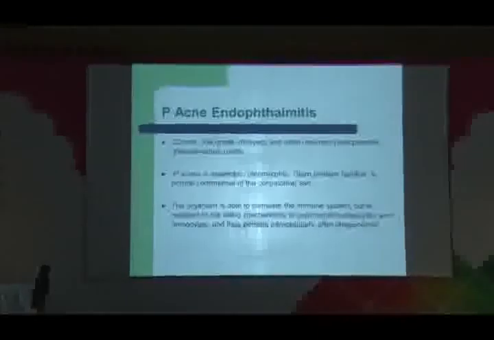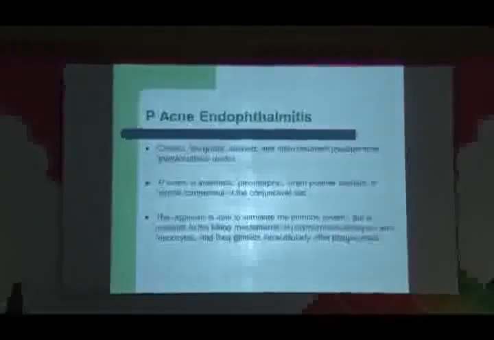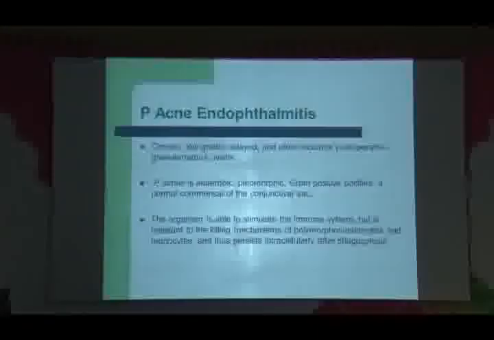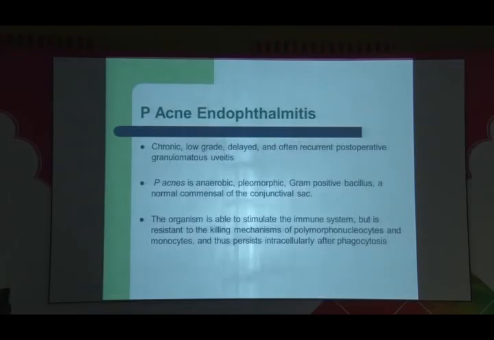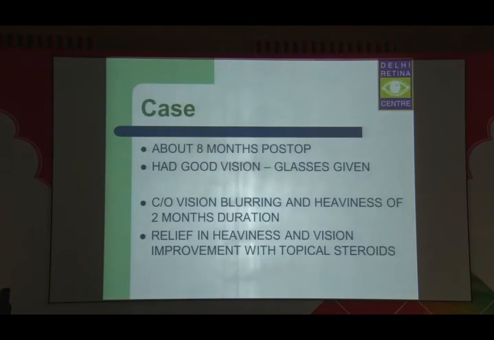P. acnes endophthalmitis usually presents with chronic, low-grade, delayed type of endophthalmitis, the patient not having any pain, just blurring of vision, photophobia, or some irritability in the eye. And this P. acnes is basically an anaerobic, pleomorphic, gram-positive bacillus, and it is a normal commensal of the conjunctival sac. This organism is able to stimulate the immune system, and it is resistant to killing by polymorphonuclear cells and monocytes, and it persists intracellularly after phagocytosis.